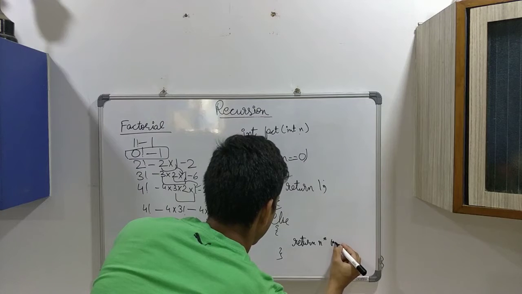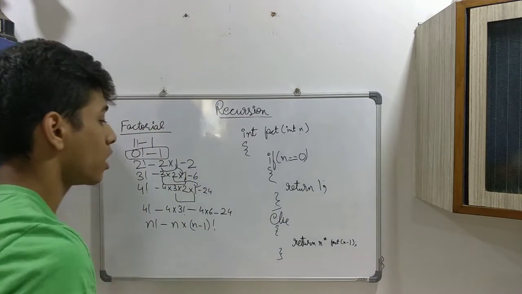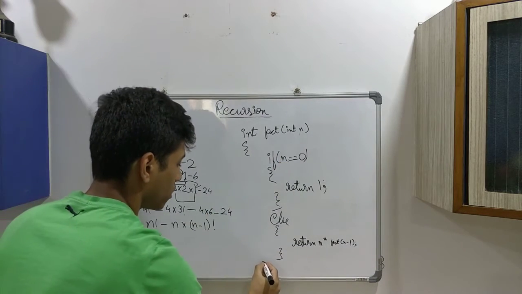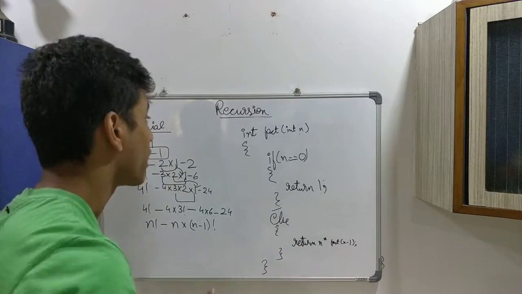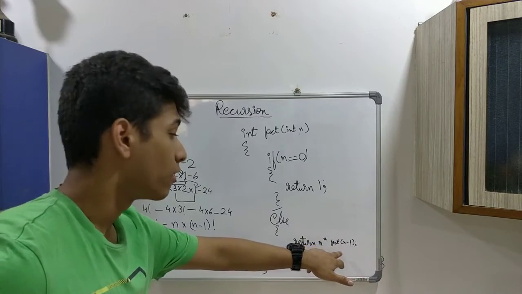So if we implement that in our program, return n into factorial of n minus 1. On this line, this function is calling itself. And just after that, the function's work is not over. It waits till the answer is returned by this function.